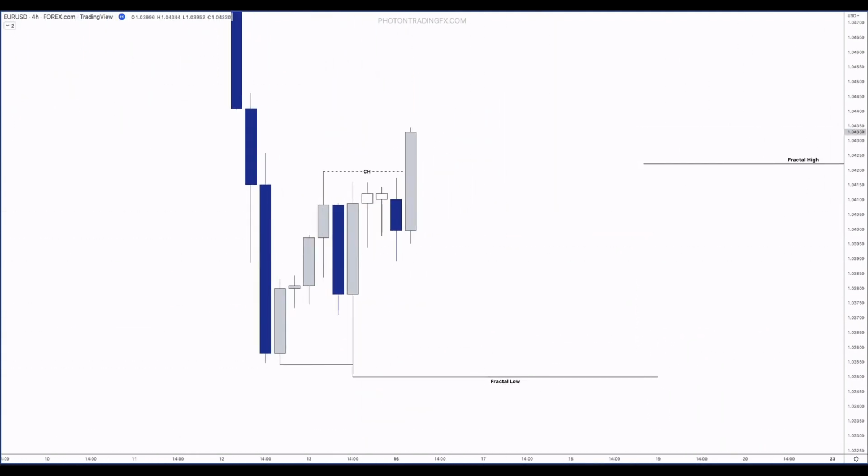Okay, so start your way from the current candle that broke. Did this candle break the previous candle's high? Yes, it did. Okay, cool. Did this candle here break the previous candle's high? Yes, it did. Okay, cool. Did this candle here break the previous candle's high? No, it didn't, okay? So this should be our fractal low.